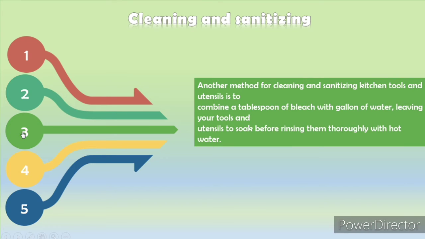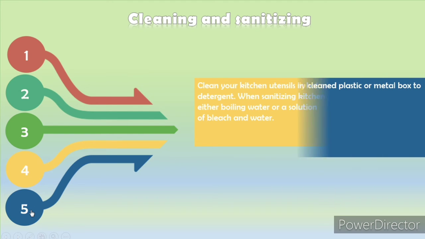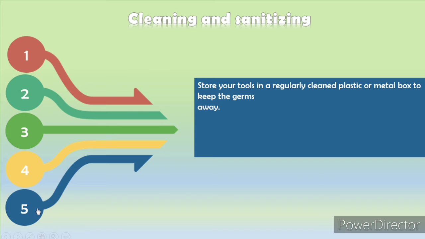Another method for cleaning and sanitizing kitchen premises is to combine a tablespoon of bleach with a gallon of water, leaving your tools and utensils to soak before rinsing them thoroughly with hot water. Then, clean your kitchen utensils in hot water with an antibacterial detergent. Then, when sanitizing kitchen tools, use either boiling water or a solution of bleach and water. Lastly, this is very important, store your tools in a regularly cleaned plastic or metal box to keep the germs away.